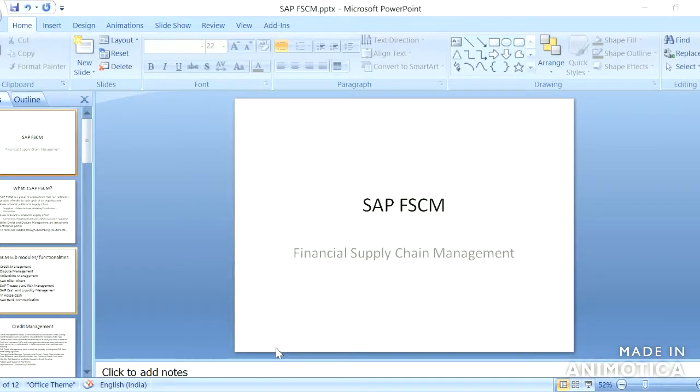Today let us see the overview of FSCM and what are the functionalities and what are the submodules included in FSCM. As I know about FSCM, initially I was thinking like dispute management, collections management, credit management. Only these are the modules I was knowing, all these three combinedly is included in FSCM.